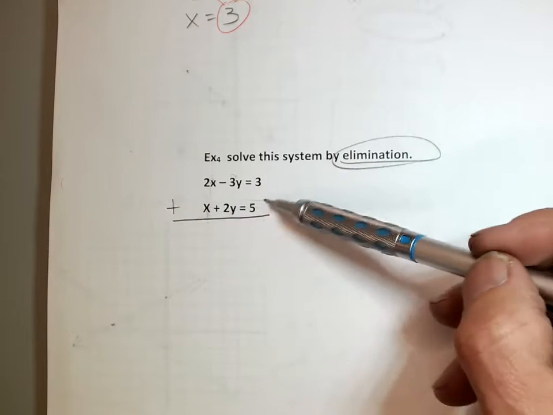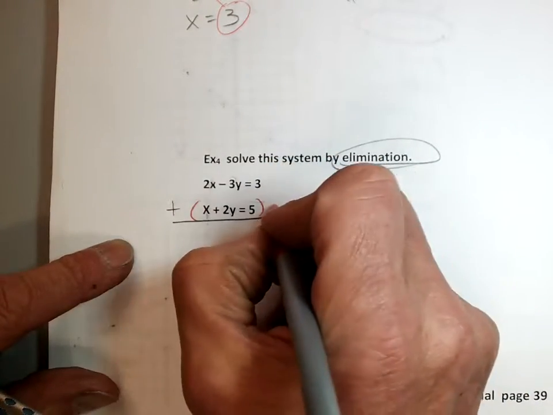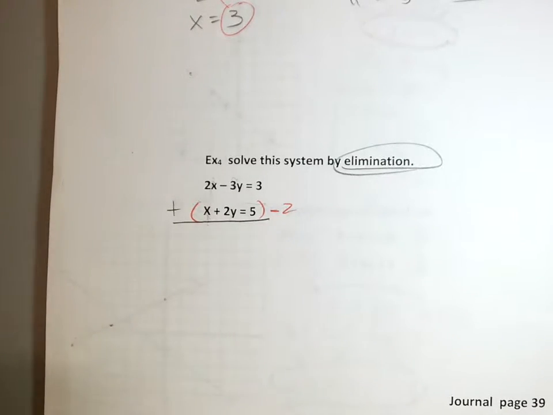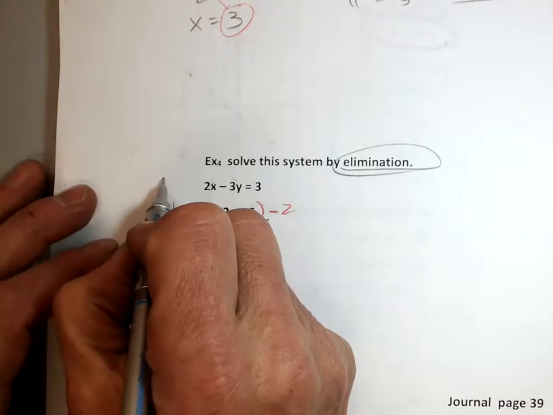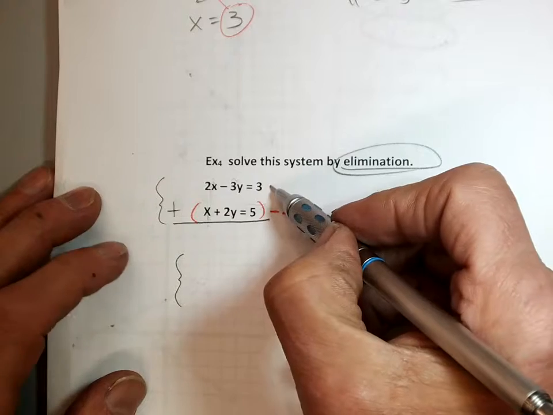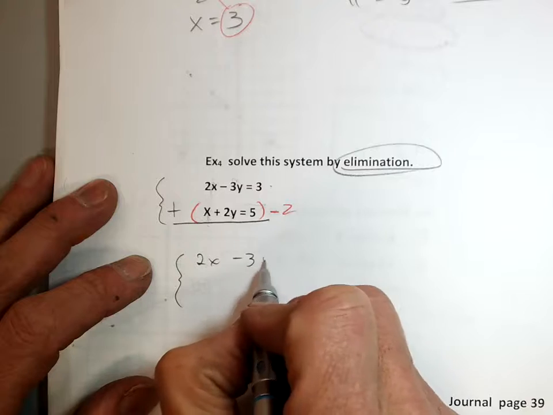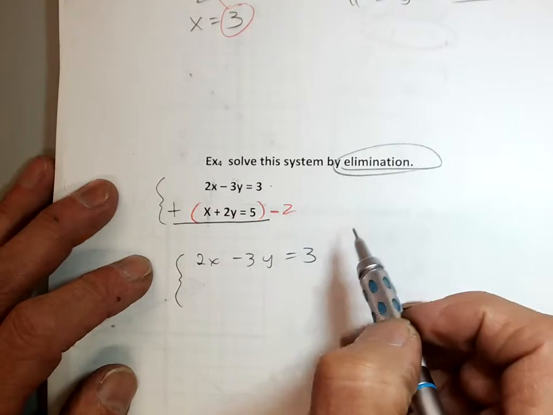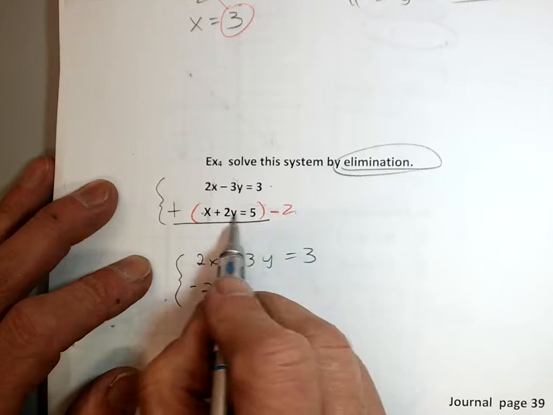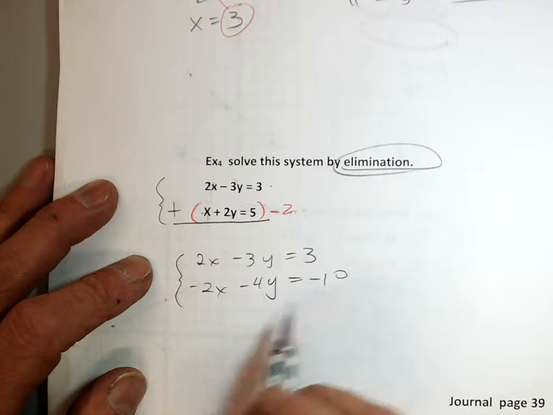I think what's easiest is to make this a negative 2x. So I'm just going to multiply this equation by negative 2. See, if I multiply this whole entire equation, everything, by negative 2, I'll wind up with a negative 2x. So let's go ahead and do that. I'm going to rewrite my system down here. I'm not going to do anything to the first equation. Equation 1 stays the same: 2x minus 3y equals 3. But equation 2 becomes negative 2x minus 4y equals negative 10.